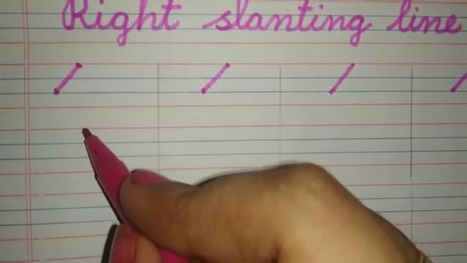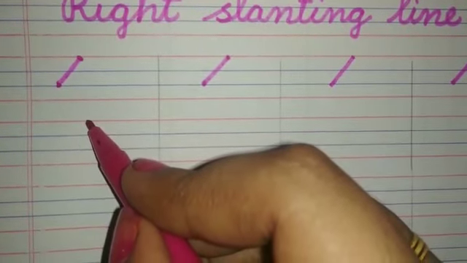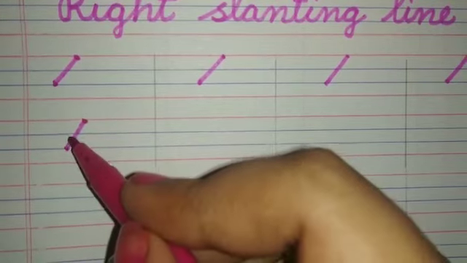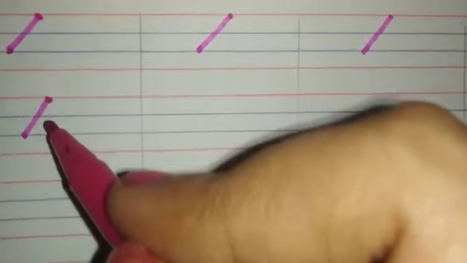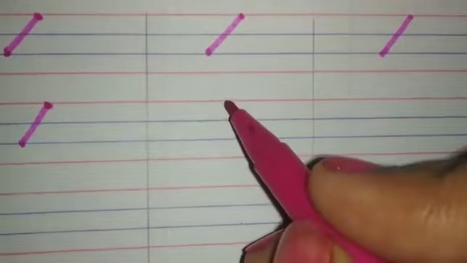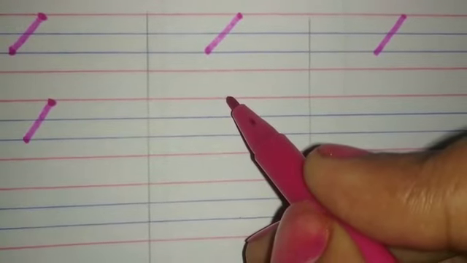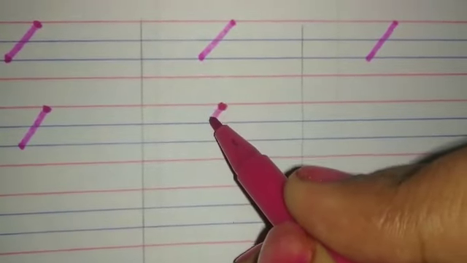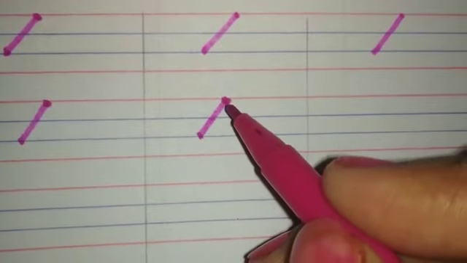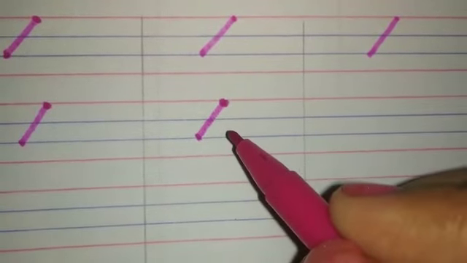Children, start from the first line to the third line. This is right slanting line. Children, start from the first line to the third. Draw a slanting line. This is right slanting line.